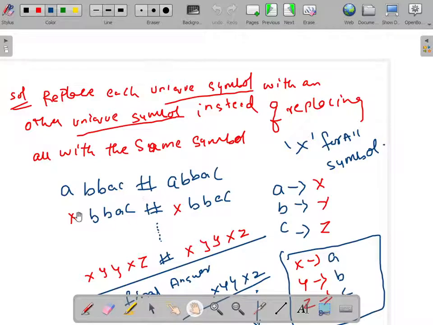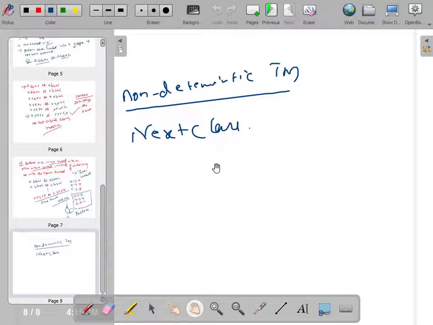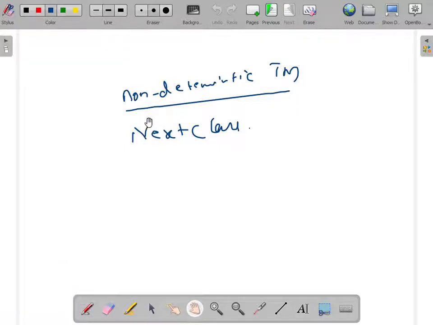In the next class we are going to see the non-deterministic Turing machine, and we will do some operations on it, and we will see how it works on the tape and how to configure it, all those things we will see. Okay, thank you very much. We'll see you in the next class.